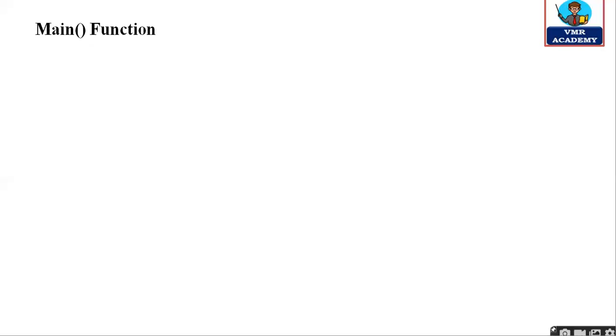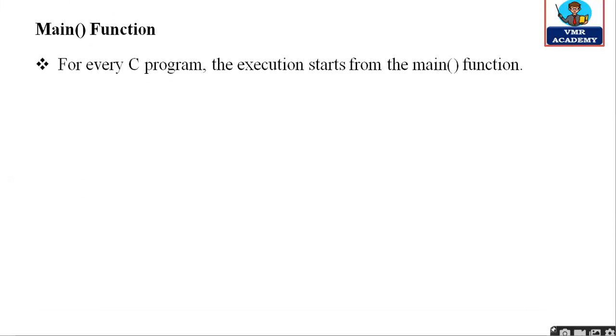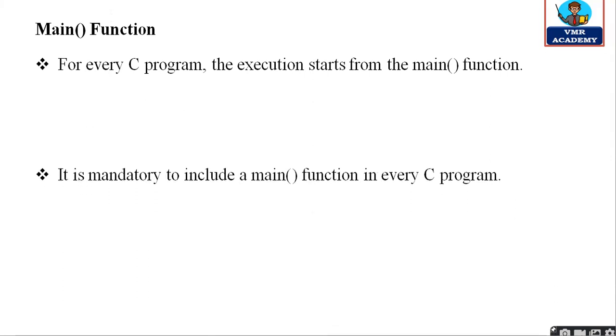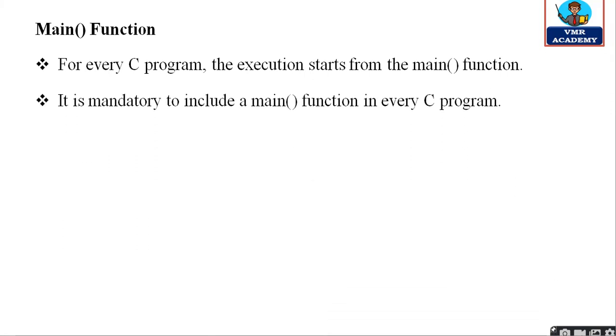And then next comes your main function. In every C program, the execution starts from the main function. Main is a function which indicates to the compiler that this is the starting point of the execution, right? Whatever the programming language, it may be Java, C or C++, you will commonly have the main function. And it is mandatory to include a main function in every C program, right?